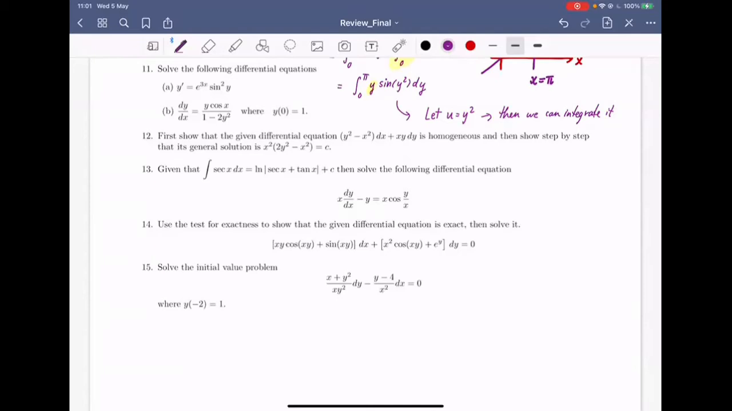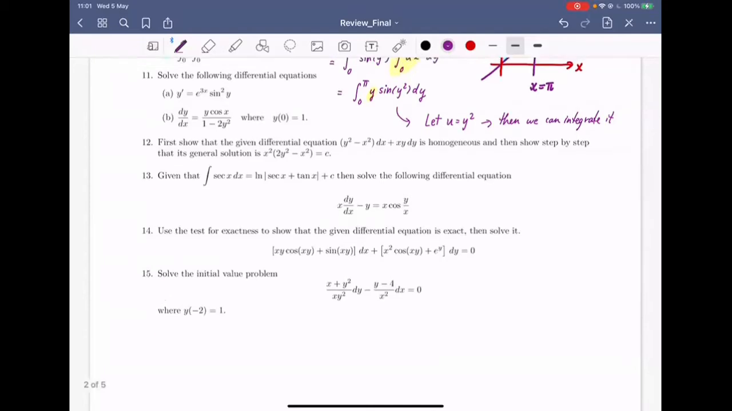Okay, so we're going to come back to questions 11 to 15 here. This is differential equations. I think question 11 is easy because it's a separable equation. You can do it by yourself. We're going to look at one question for homogeneous differential equations, and one question for exact differential equations.